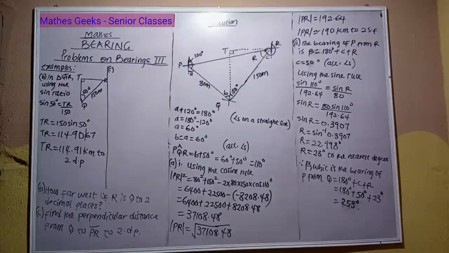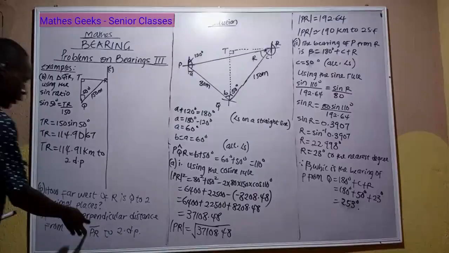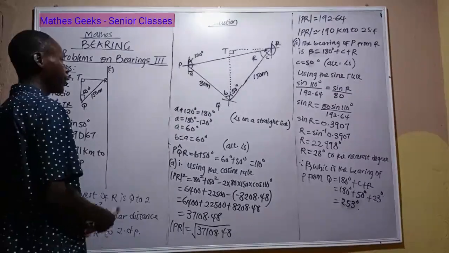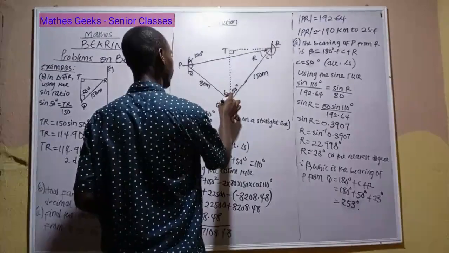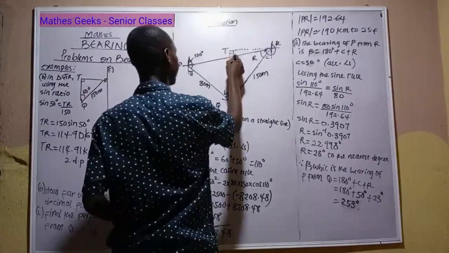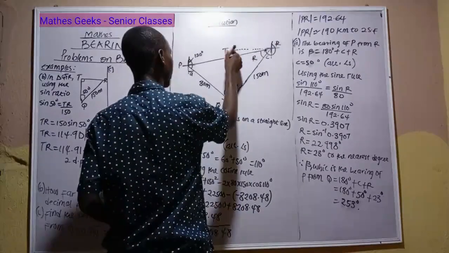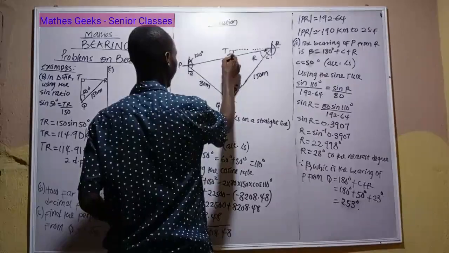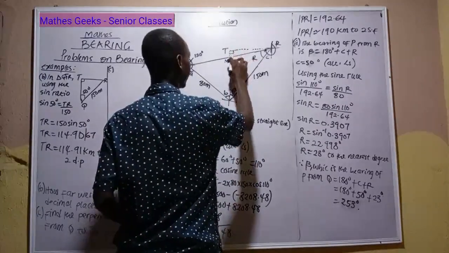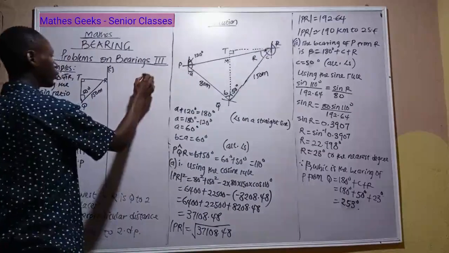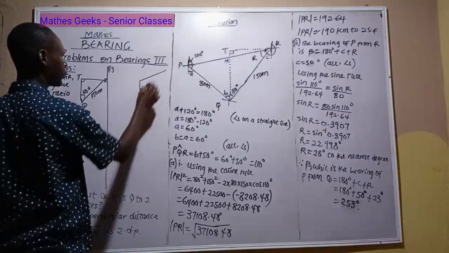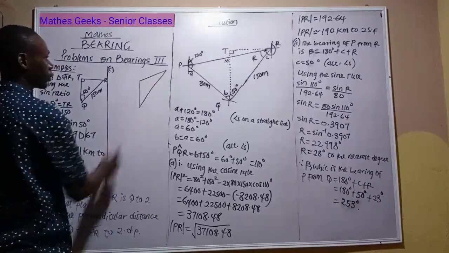Part C says find the perpendicular distance from Q to line PR to 2 decimal places. So perpendicular distance means from Q, this straight line, to line PR. Where this straight line meets line PR, let's call it M. So this is line PR. So from M, it's now MR. So we have this triangle like this, and this is the perpendicular distance.